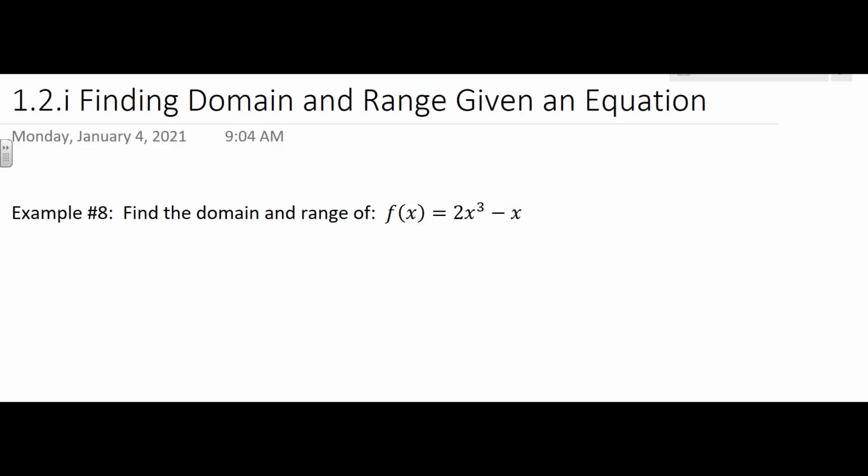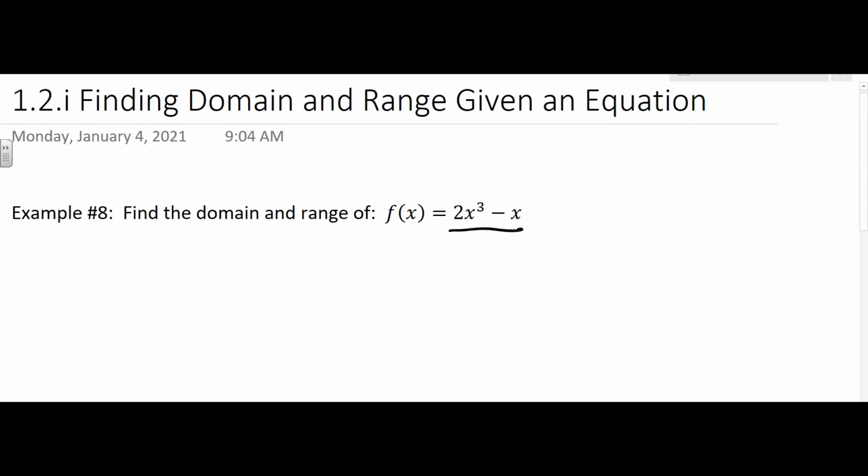So they give us a few equations and they want us to find the domain and range. They're not the exact toolkit functions, but they're based on that. So if you look at example 8 here, this is a cubic function that we have. So it's going to look something like the cubic function.